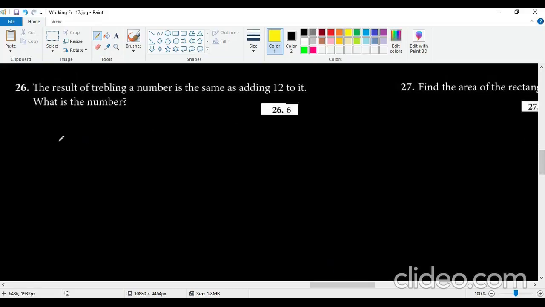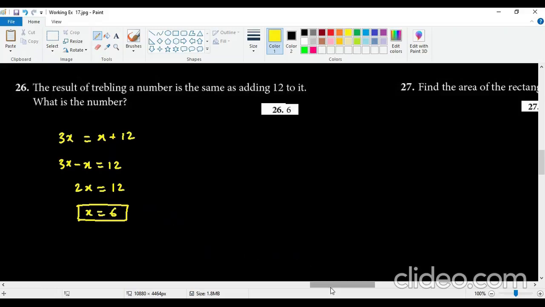Three times a number is the same as adding 12 to it. So, let's see what the number is. 3x minus x equals 12. 3x minus x is going to give us 2x equals 12. So, x will be equal to 6. 6 is the number. When multiplied by 3, it is going to give us the same as adding 12 to it.